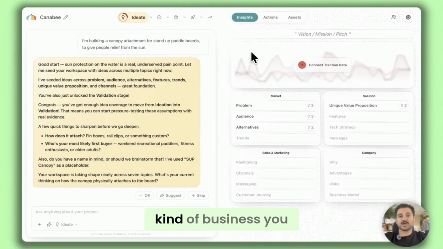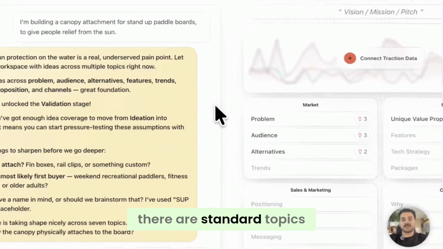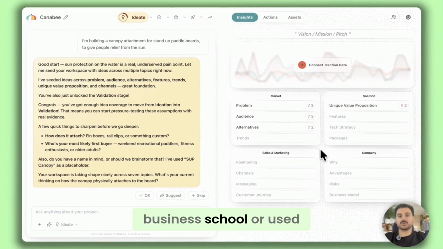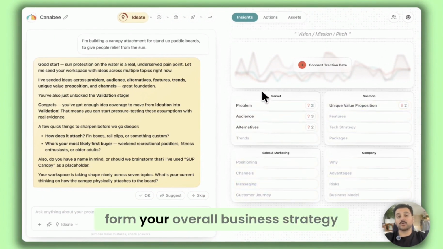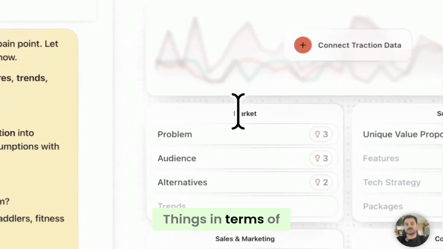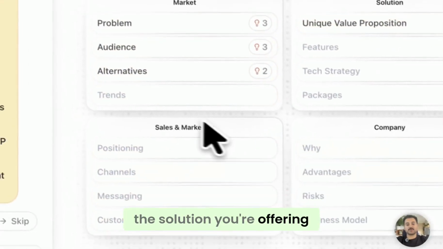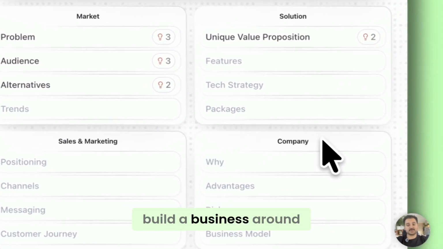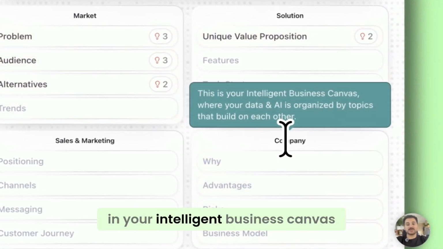And regardless of what kind of business you want to build, there are standard topics that you need to consider, which are taught in business school or used in classic startup frameworks. Filling out your business idea across these core topics will help you form your overall business strategy. Things in terms of your market, the solution you're offering, how you're going to sell and market that, and of course, how you're going to build a business around it, are all gathered in your intelligent business.